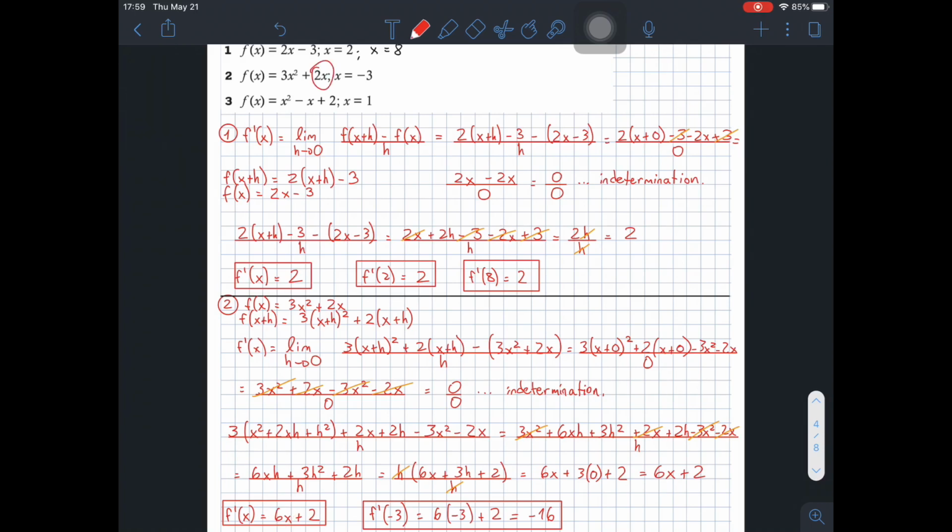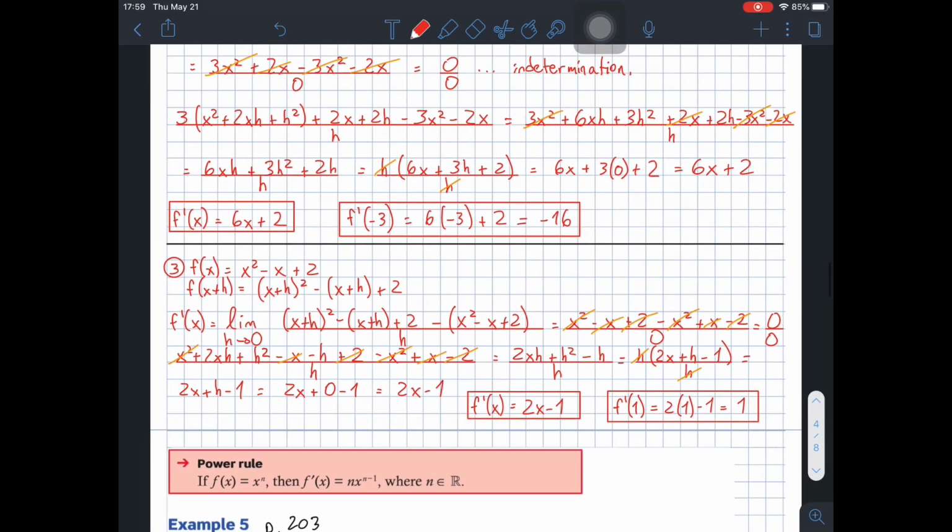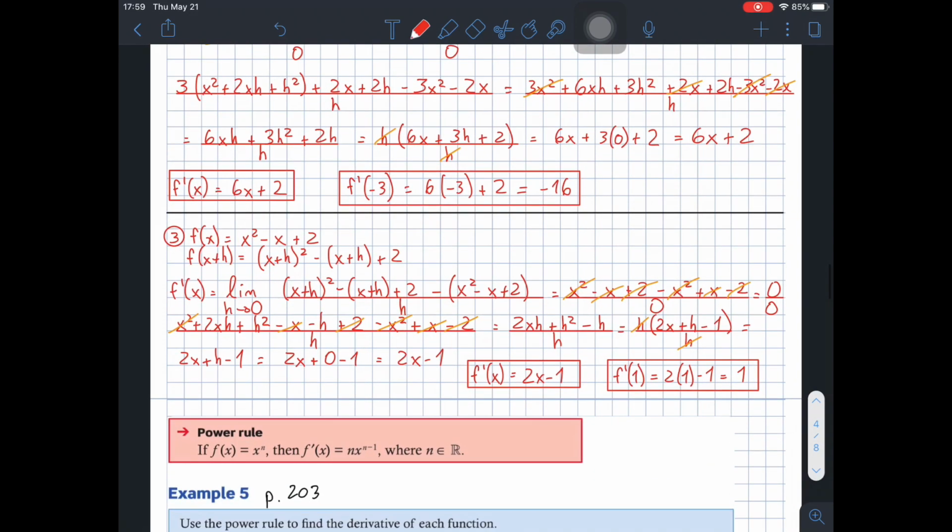And in this case, 2x, if we follow the same process, this has exponent 1, so we take the exponent in front. 2 times 1 is 2, and the exponent of the x is decreased to 0 now. So that's why the x disappears, and we get this 2 down here. Okay, so that's the pattern. And if you do the same thing for number 3, you'll notice that you're going to get 2x here minus 1 over here, which is exactly the gradient function we got here, 2x minus 1.